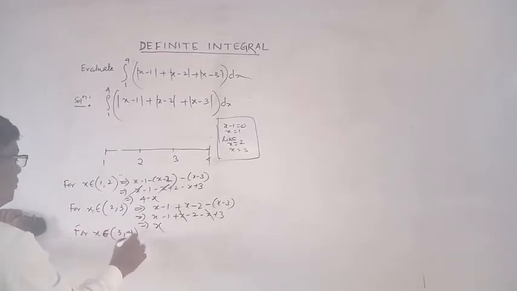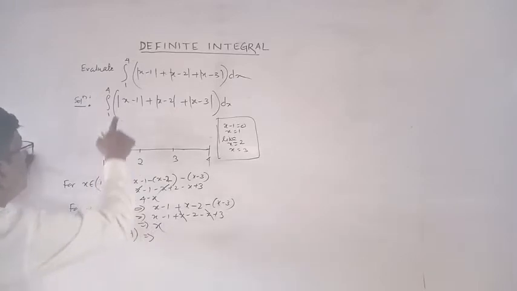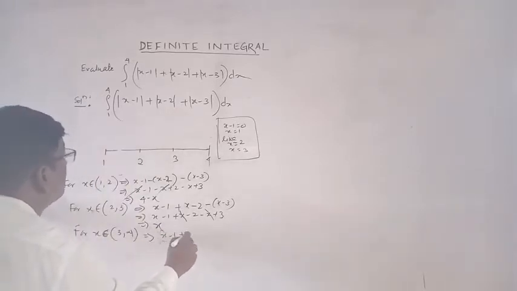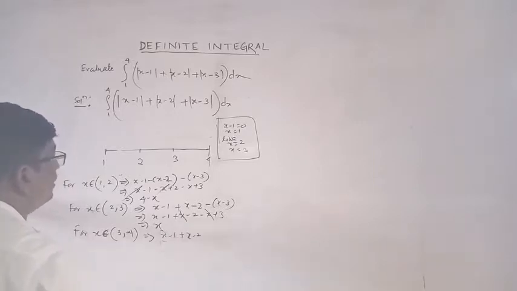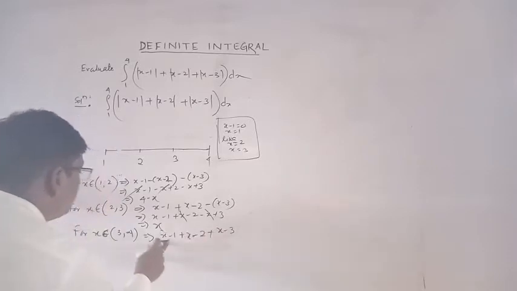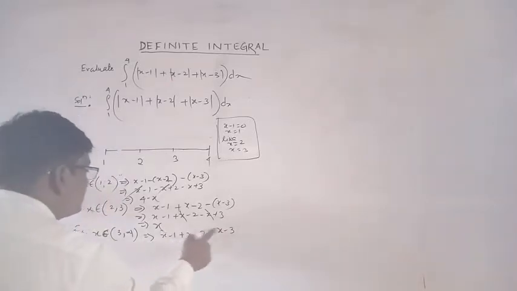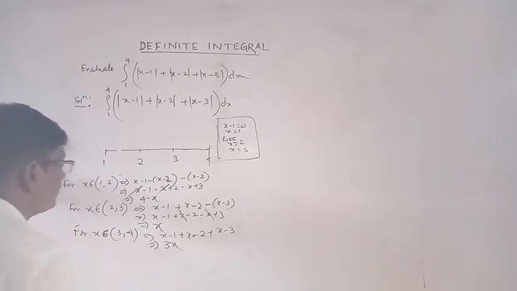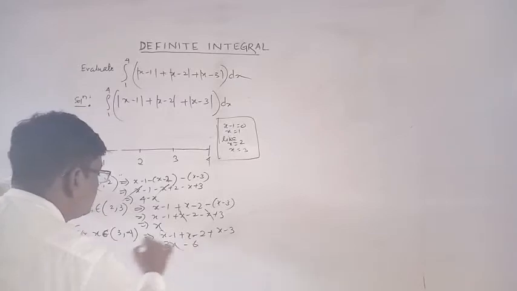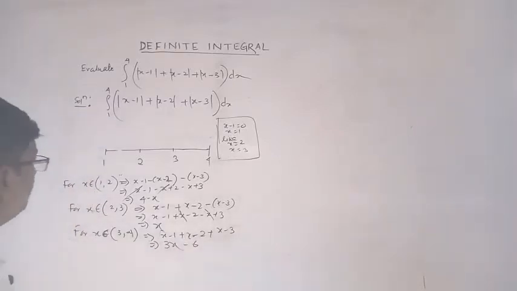all three are positive: x − 1 plus x − 2 plus x − 3. This gives 3x minus 1 minus 2 minus 3, that is 3x − 6. These are the values of the function in the intervals.